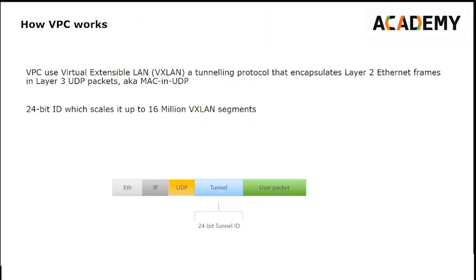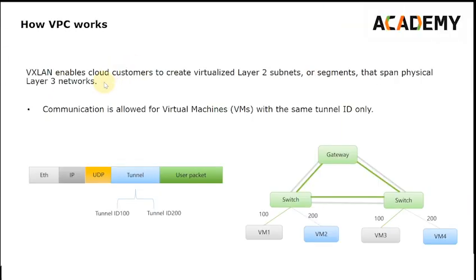So how does VPC work? First we need to understand beyond the basics. VPC is actually a Virtual Extensible LAN, called VXLAN. It's a tunneling protocol that encapsulates layer 2 Ethernet frames in layer 3 UDP packets. So we have a 24-bit tunnel ID which is connected with the UDP and IP headers and the MAC address. The communication is allowed for virtual machines with the same tunnel ID only. If we don't have the same tunnel ID, we cannot communicate.